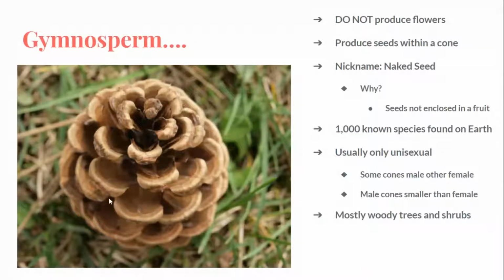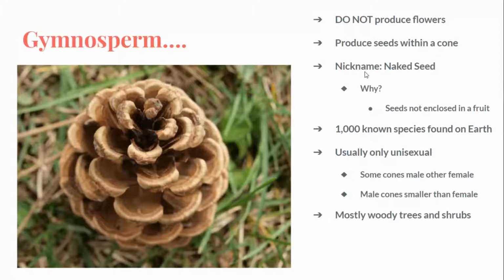And when they open, either they release the pollen to be fertilized by the female, or they open as a female and release the seeds that again will fall to the ground. They will start growing and produce more trees. So your answer to number 4, what do gymnosperms produce? They're going to produce seeds within a cone, okay? Or just put a cone.